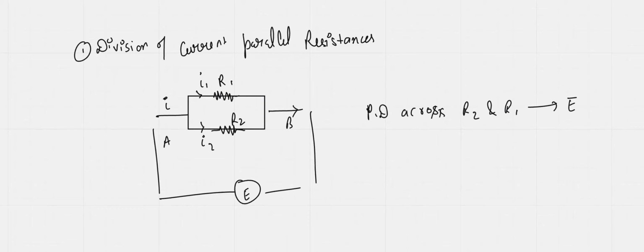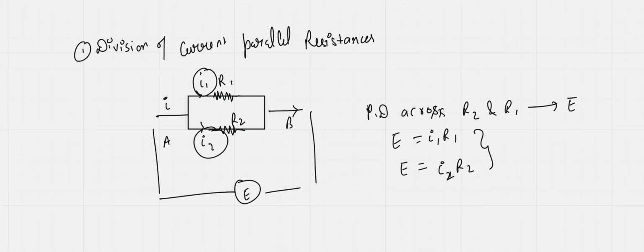So we have to calculate I1 and I2, right? How can you calculate this? You have two ways. I have not told you about Kirchhoff's law, so let's leave that part. You know that E is nothing but I1 R1, right? And the same I can tell for this one, right? Just confirm if you understand this part. Yes, sir.